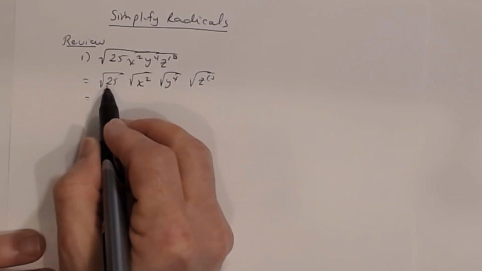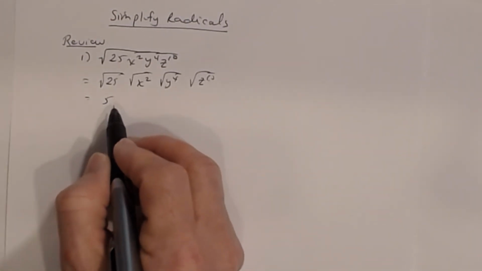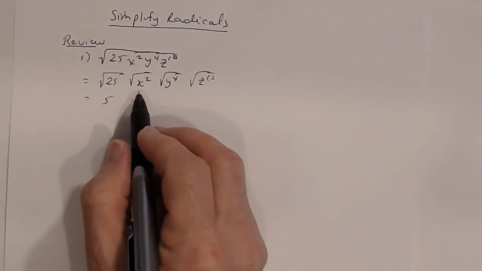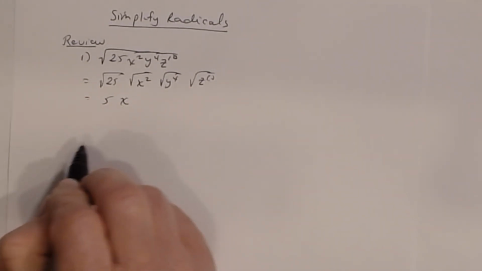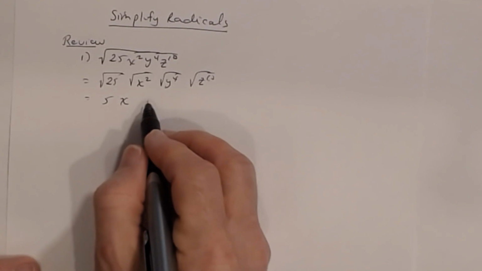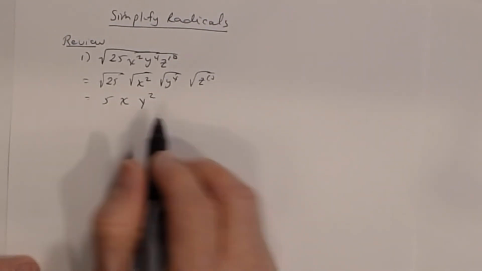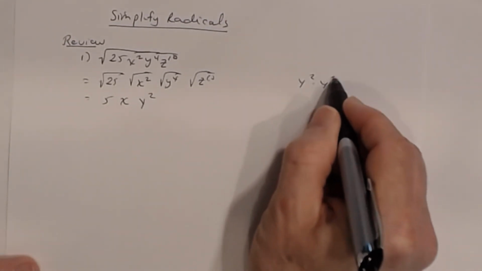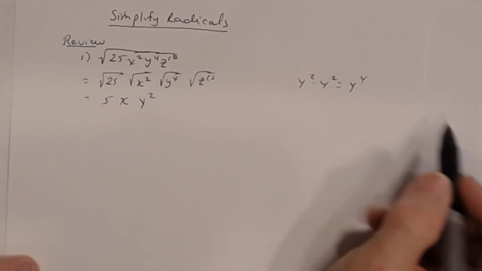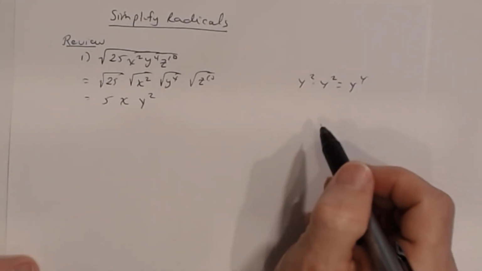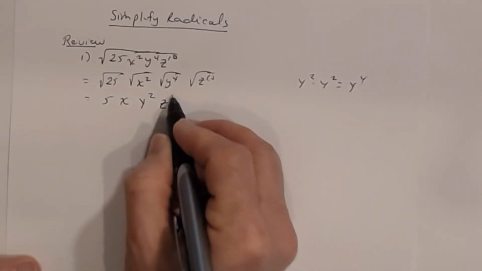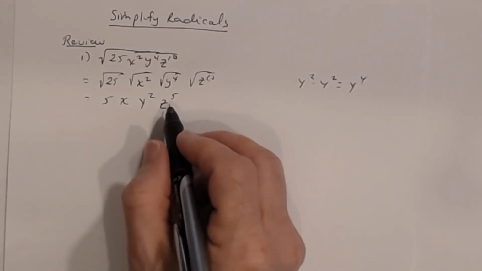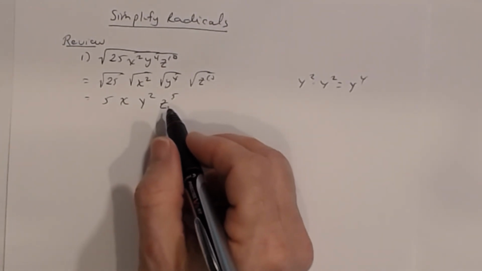So remember, the square root of 25 is 5 because 5 times 5 is 25. And the square root of x squared is x because x times x is x squared. And the square root of y to the fourth is y squared because y squared times y squared is y to the fourth. When you multiply like bases, you add exponents. And then the square root of z to the 10th is z to the 5th because z to the 5th times z to the 5th is z to the 10th.